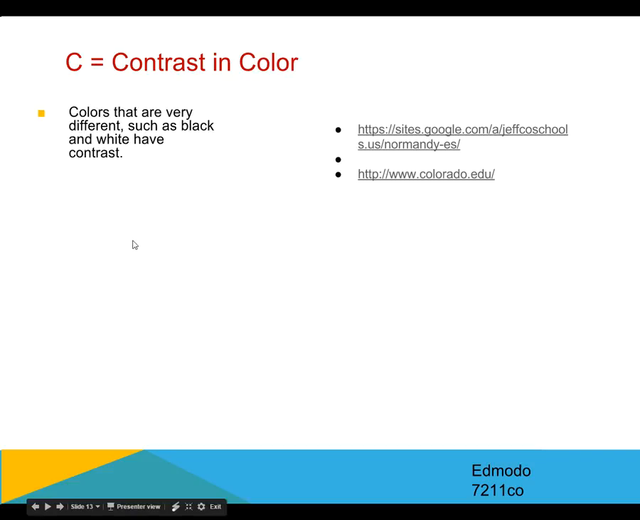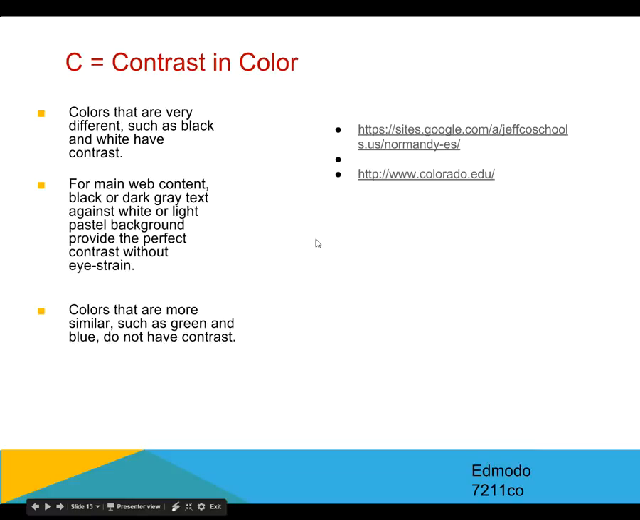So the first form of contrast for web design is contrast in color. So when we think of color, we think of the color wheel. And for true contrast, we want colors that are very far apart on the color wheel. So for example, colors such as black and white are highly contrasted, where a dark gray and a black might not be as contrasted.